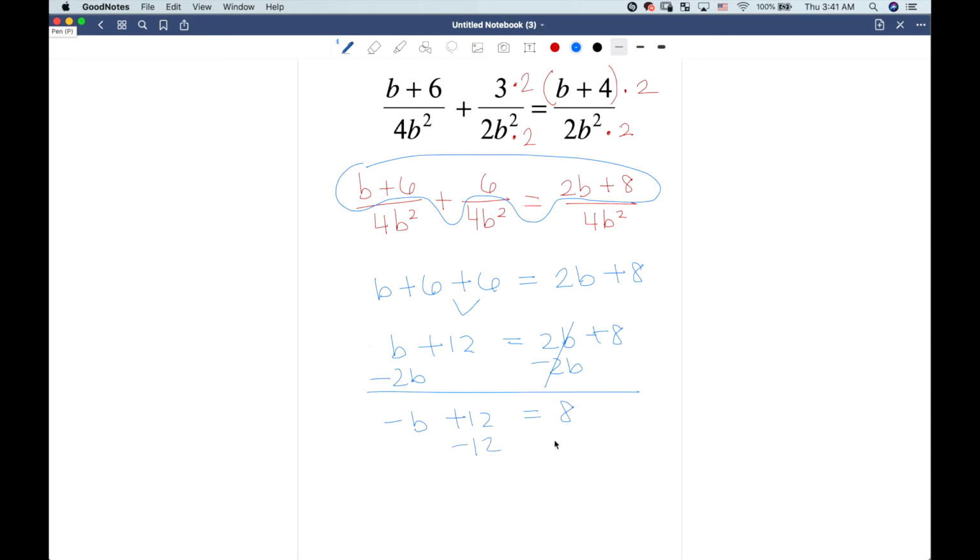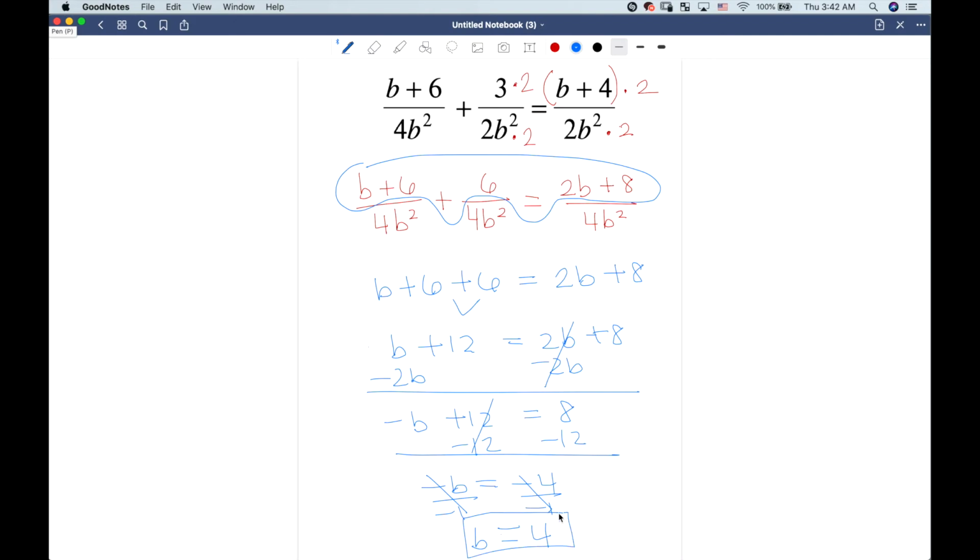Subtract this 12 over to the right side. 8 minus 12 is negative 4. Divide by negative 1 to get rid of the negative sign. And b is equal to positive 4.